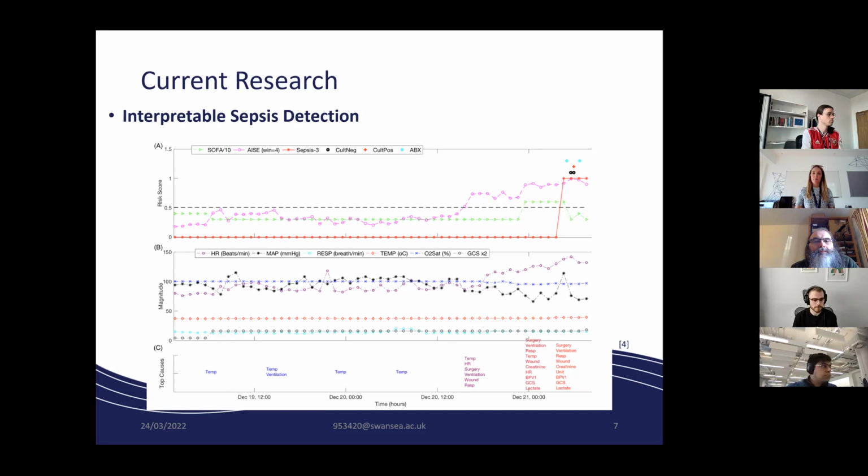They then have some metrics which would commonly be taken in an ICU setting, like heart rate, respiratory rate, temperature, oxygen saturation, these kind of things. And then at the bottom, there are some causes of particular changes given a time period.